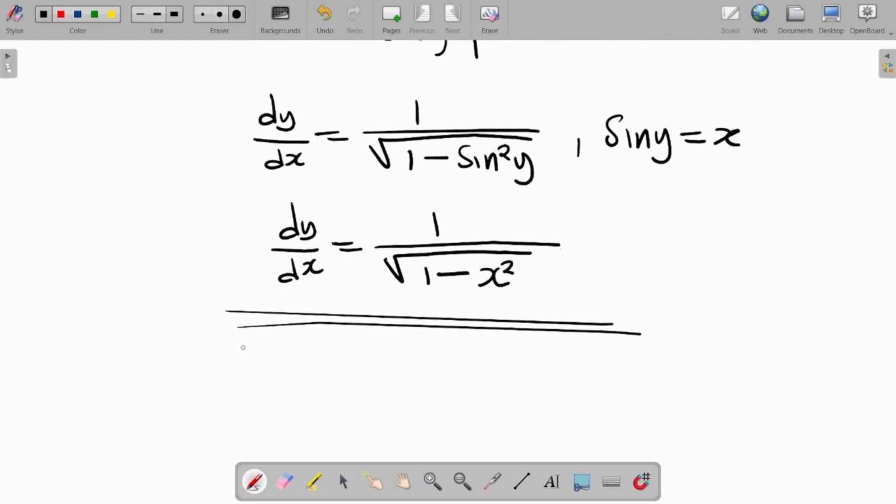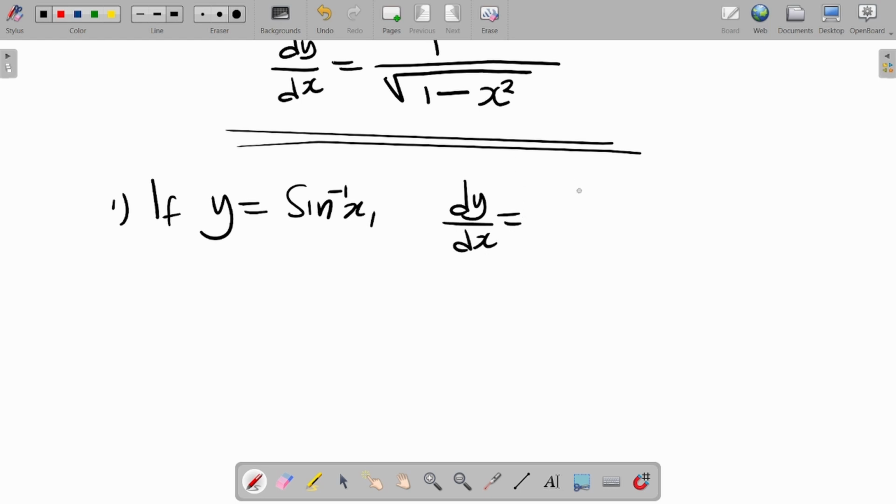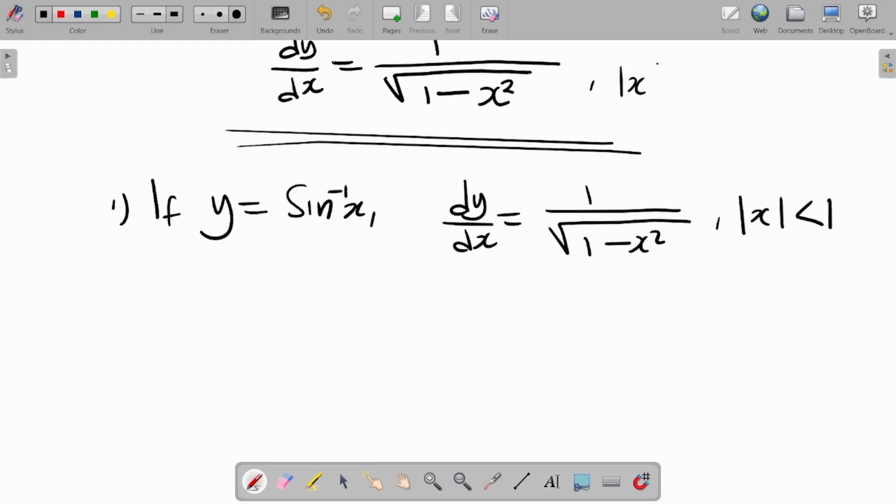So from this we can conclude that number one, if y is equal to sine inverse of x, then dy over dx will be equal to 1 over the square root of 1 minus x squared. By the way, the value of x should be less than 1, for this to be defined.